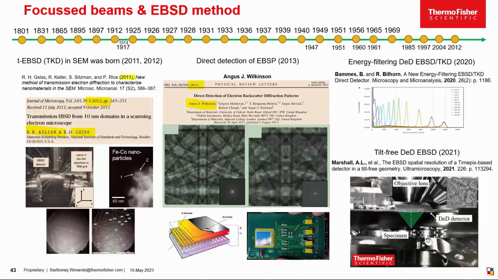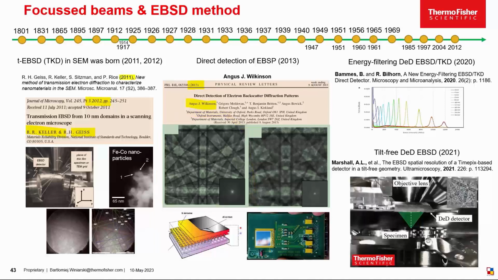The next important milestone is development of detectors for direct detection of electrons. The first paper that describes application of such a detector for EBSD was published by Angus Wilkinson and co-authors in 2013. They showed that the direct electron detection gives much richer information on the Kikuchi bands, but at the expense of indexing speed, down to a few dozen frames per second.